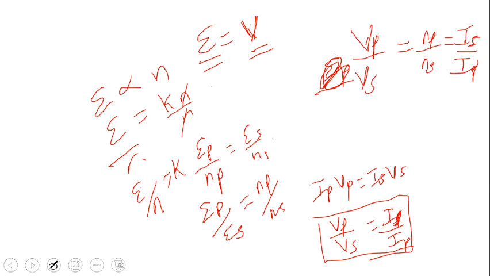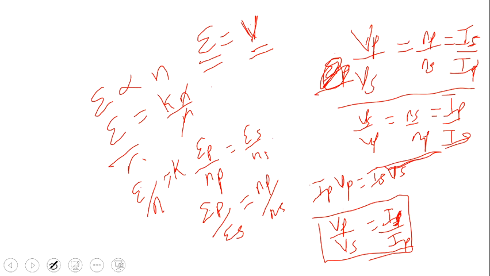If you want to interchange too, you can still rearrange the equation such that you have VS over VP equals NS over NP, and that is equivalent to the last one, which is going to be what now? Because I'm having S on top now, P is going to come out. That's going to be IP over IS. So it's only the current part that is having a different equation.